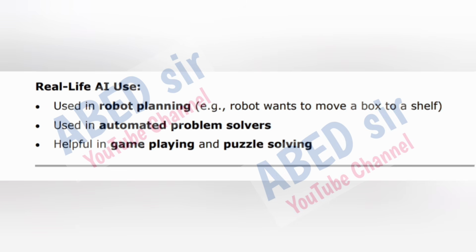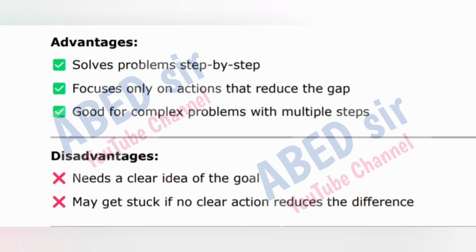Real-life AI use. Used in robot planning, for example, a robot wants to move a box to a shelf. Used in automated problem solvers. Helpful in game playing and puzzle solving. Advantages: solves problems step by step. Focuses only on actions that reduce the gap. Good for complex problems with multiple steps. Disadvantages: needs a clear idea of the goal. May get stuck if no clear action reduces the difference.